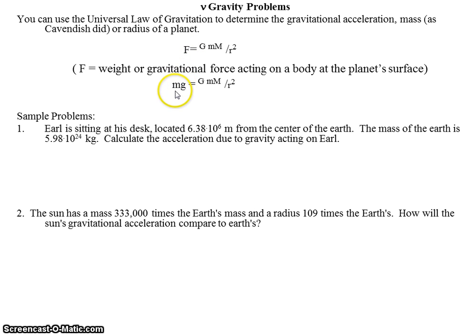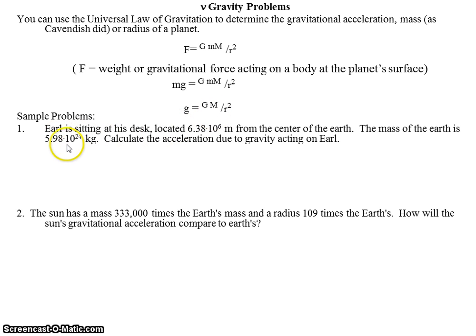So that gravitational force can be then written as mass times gravitational acceleration. We've done that before. That's the definition of weight. And if you notice, the mass and the mass, those are the same mass. It's the mass of the object. So those two will cancel to find the gravitational acceleration, and it's dependent upon two things. It's dependent on the mass of the planet and the radius of the planet.